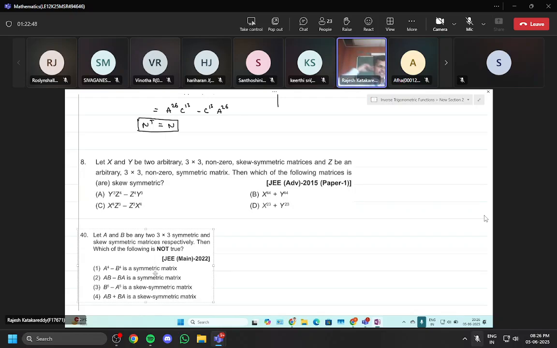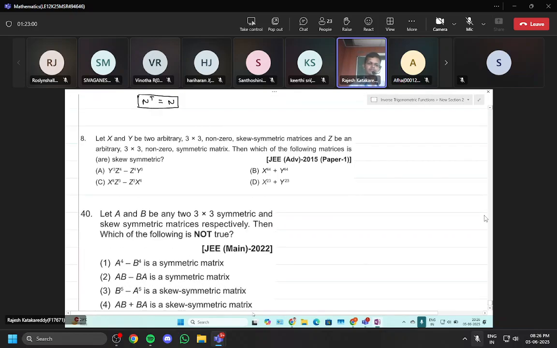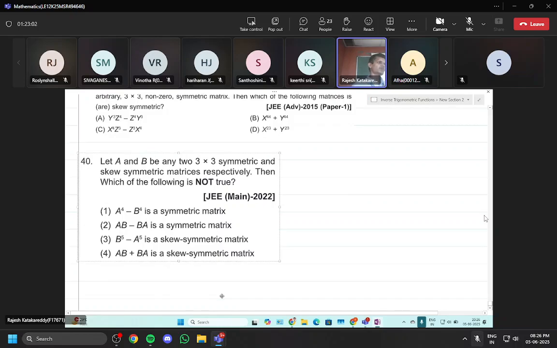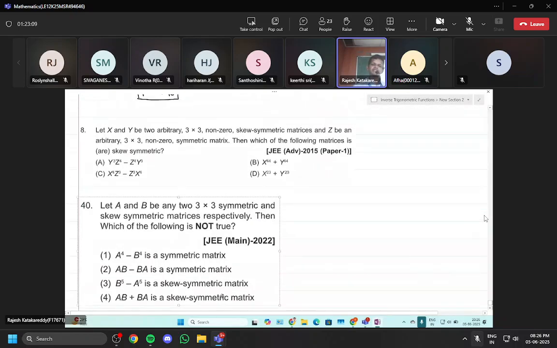Eighth one, anybody has doubt? 40 is a step 2 problem only. If you have the book, try once. I think the eighth one is more than one correct option. X and Y are two arbitrary non-zero skew symmetric matrices. B is what? Okay, which of the following are symmetric?